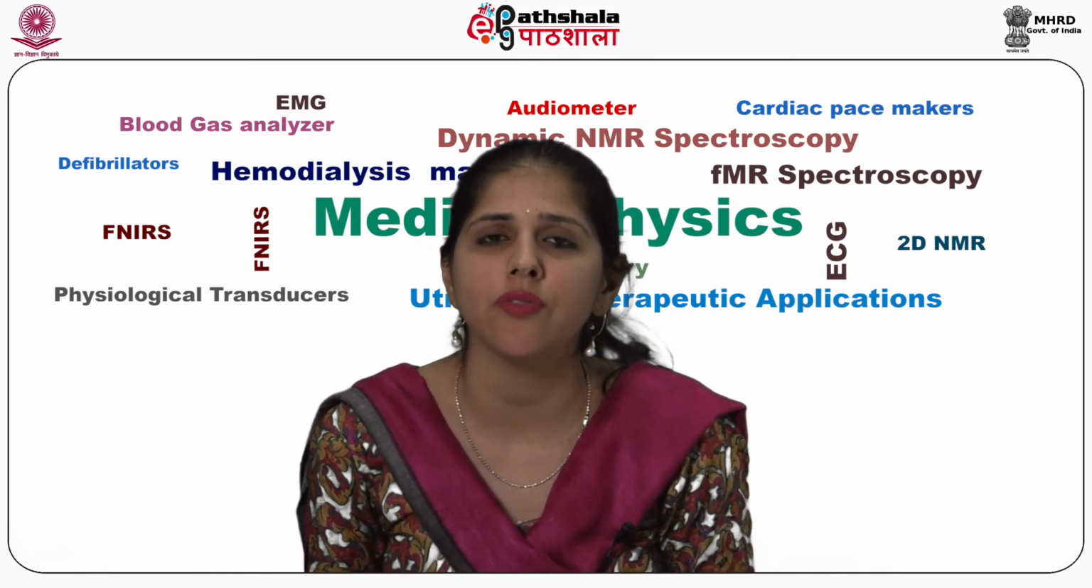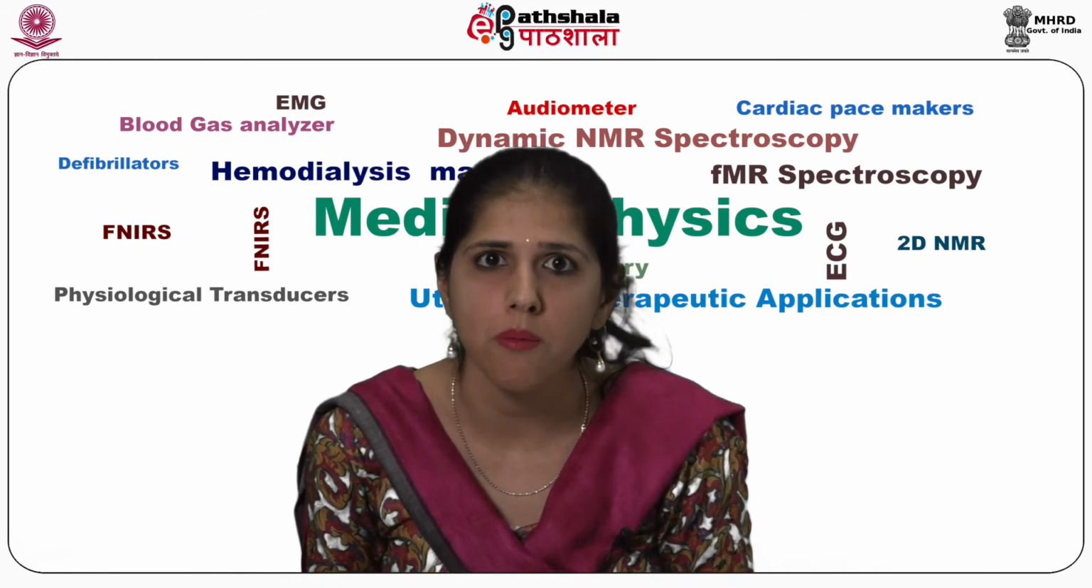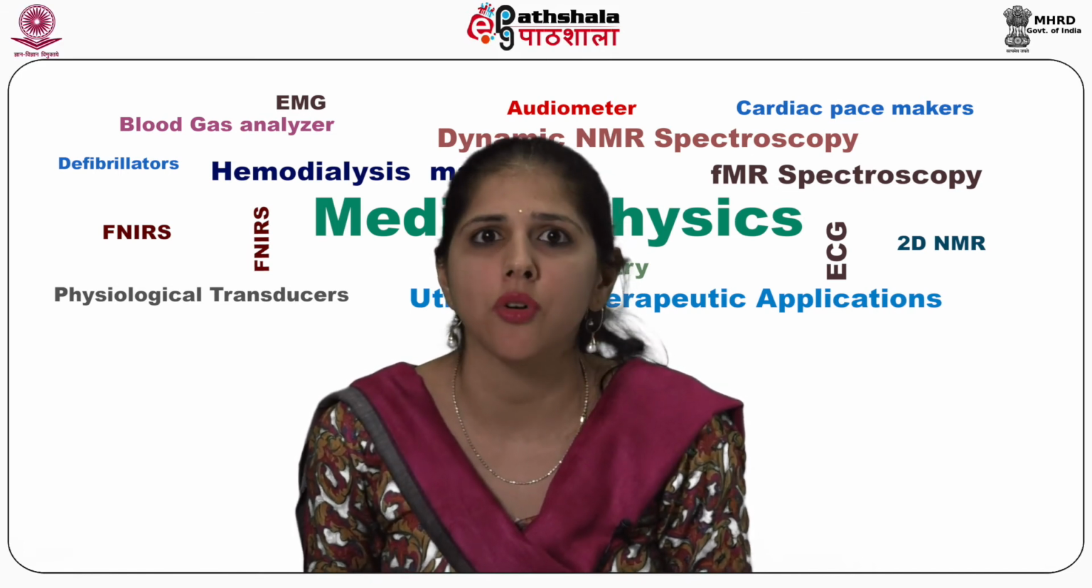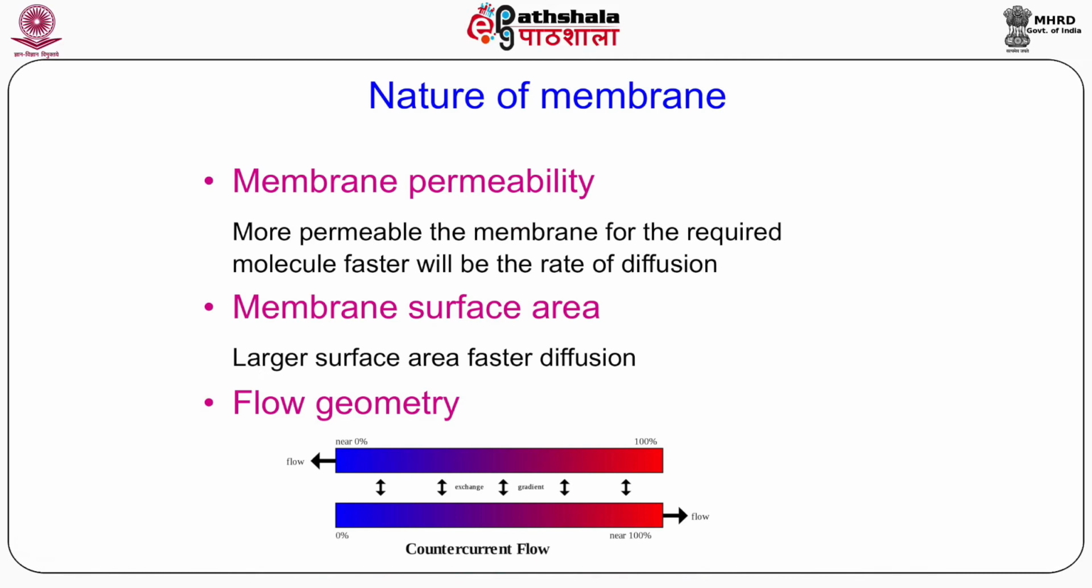Hence, the temperature of the dialysate solution has to be warm, but at the same time matching the body temperature of the patient. Now we will be discussing the second component that affects the process of diffusion, which is the nature of the membrane. Now, the membrane has three things that we have to consider. One is membrane permeability, the second is the surface area of the membrane, and the third is the flow geometry.